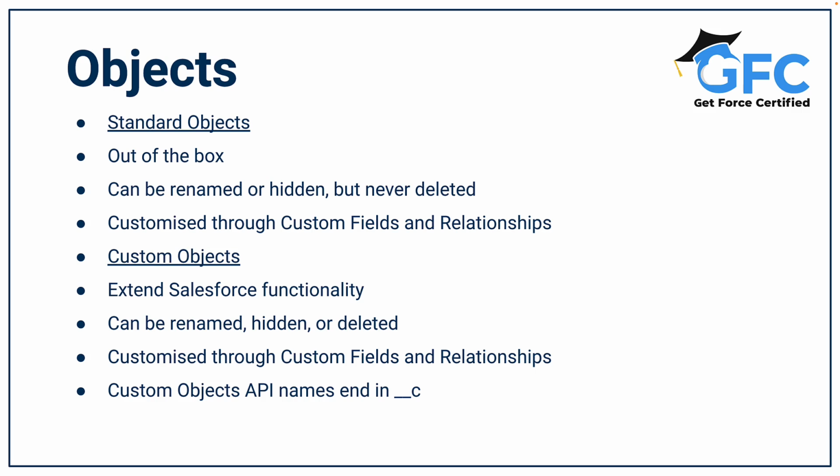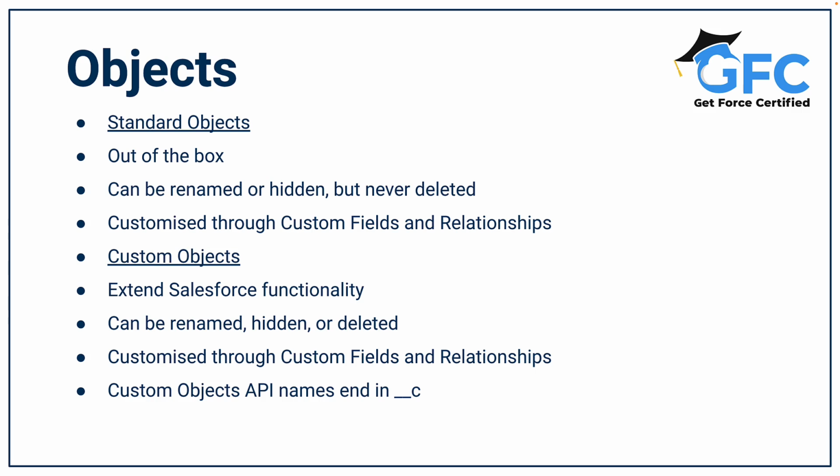Then there are custom objects. These are objects that we create to extend the functionality of Salesforce. A couple of examples of these could be job applications, software bugs, or import licenses. Custom objects can be deleted, they can be renamed, and they can be hidden. And they do come with a couple of standard fields when you create them. They can also be customized by adding fields and relationships, and they allow you to customize Salesforce to match whatever functionality you need. An easy way to tell if an object is a custom object is that it will end with __c at the end of the API name.